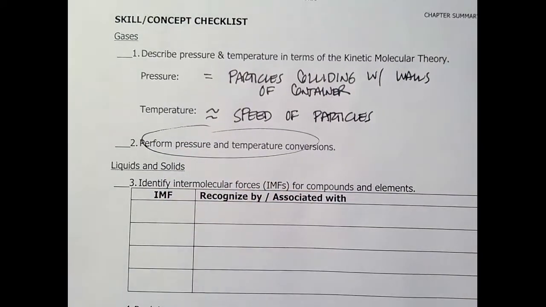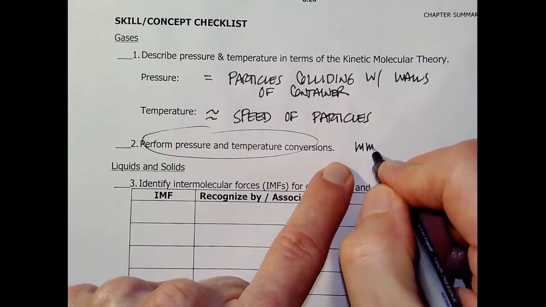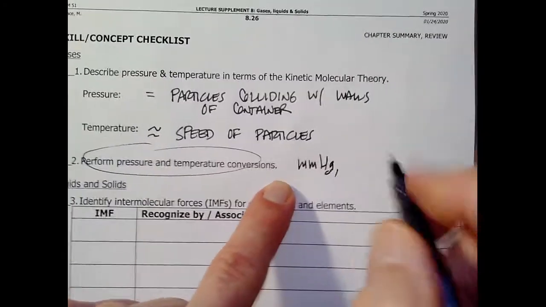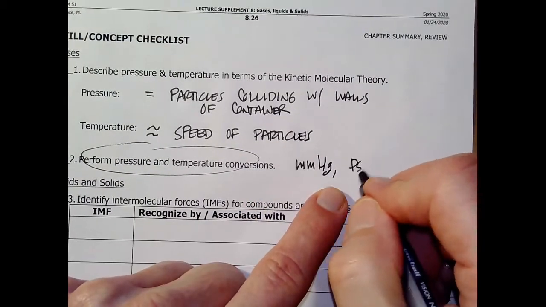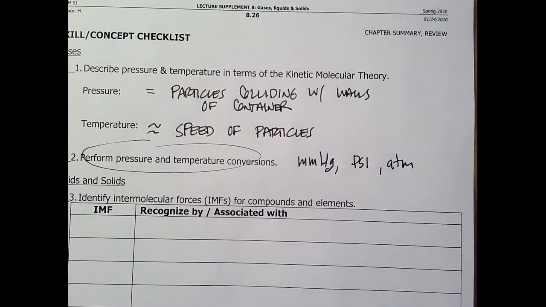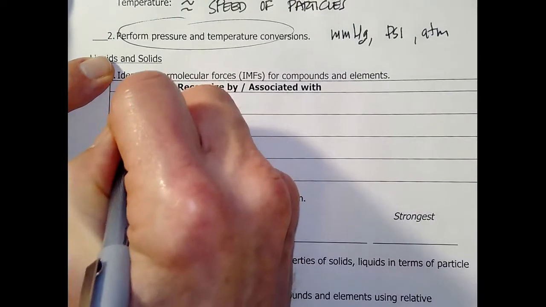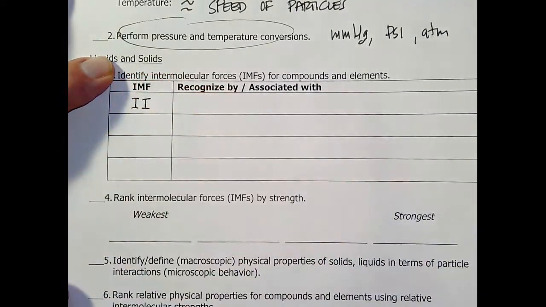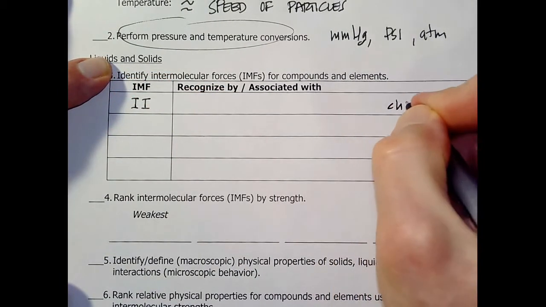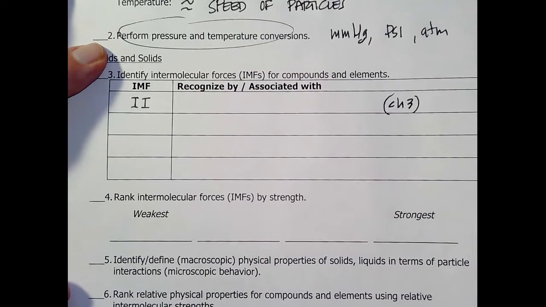Temperature and pressure conversions, maybe a couple, not a big deal. You're going to see millimeters of mercury, medical people, and we're going to see PSI, maybe atmospheres. So there were a couple problems in the homework where you do those conversions. Here are our IMFs. That was the next thing we talked about. Now, this chapter doesn't really have ions, but that was chapter 3, and it goes with the forces holding the particles together.